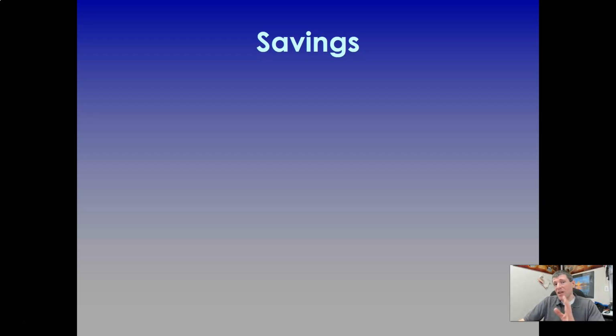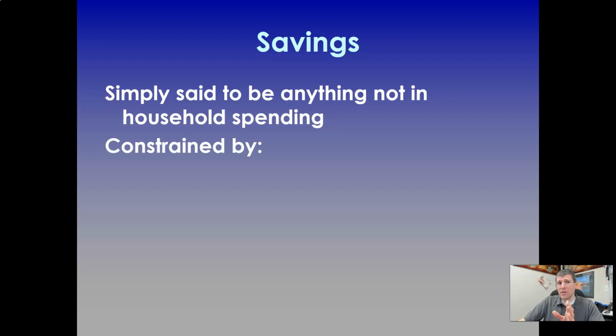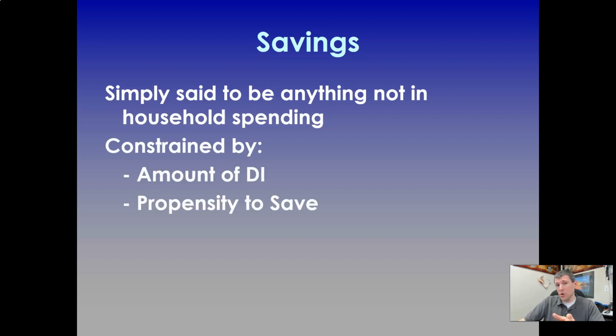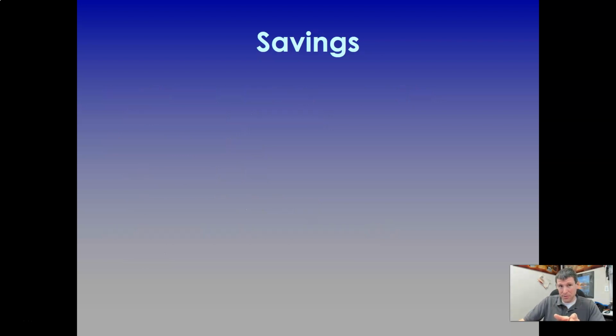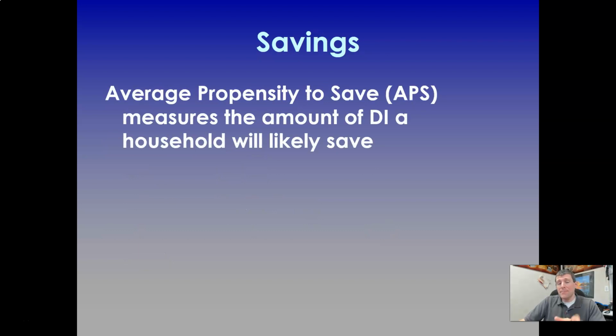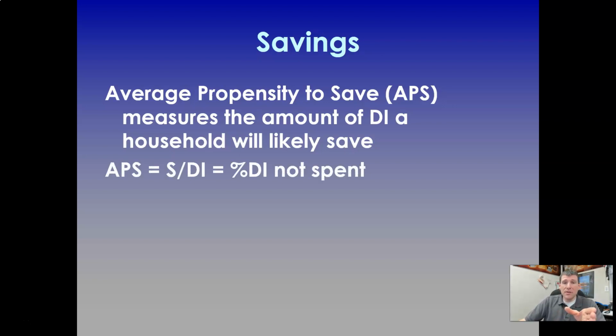Okay. Now, savings on the other side is anything that you don't spend, right? So if you have any money you're not spending, that's savings. Can you save if you have no disposable income? The answer is no. You can spend if you have no disposable income, but you can't save if you have no disposable income. Okay, so the APS is your average propensity to save. Okay, so savings over disposable income. Let's say we look at our previous example.